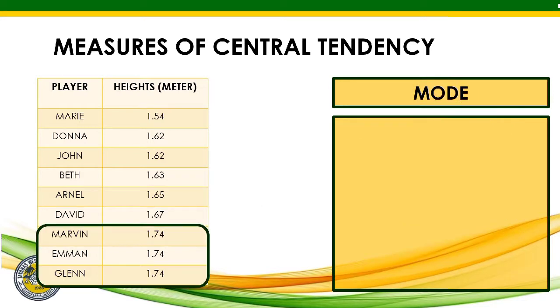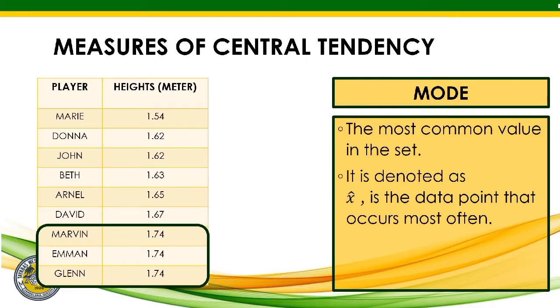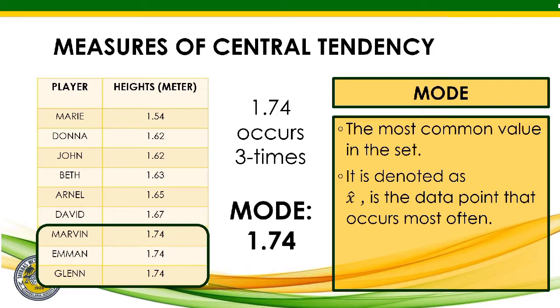Aside from the mean and the median, let's have the mode. When we say mode, this is the most common value in the set. This is denoted by this symbol. It is the data point that occurs most often. As you would notice, 1.74 occurs 3 times. So therefore, the mode of this given data is 1.74.